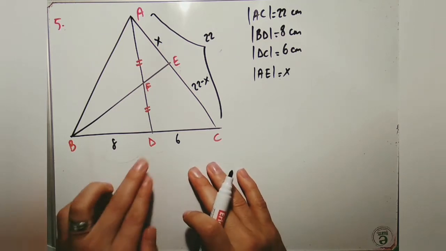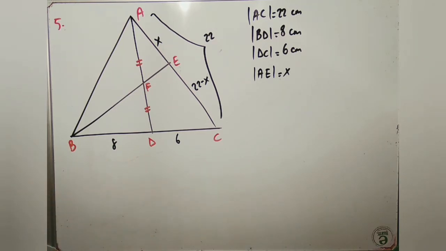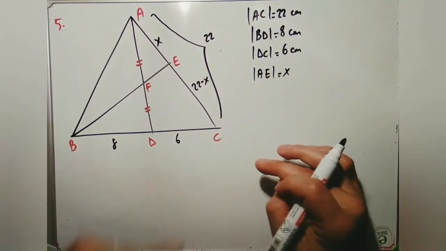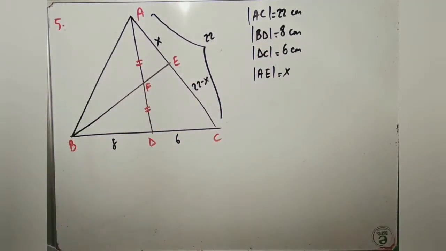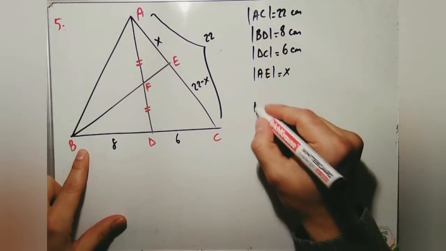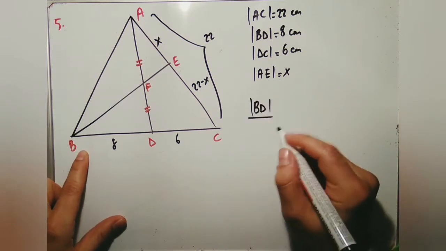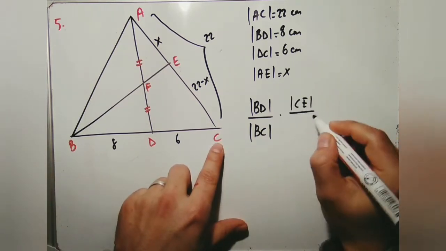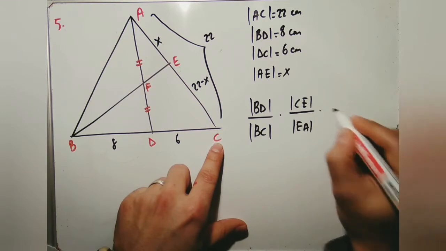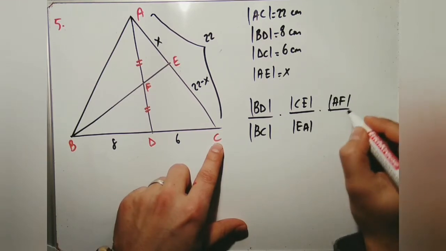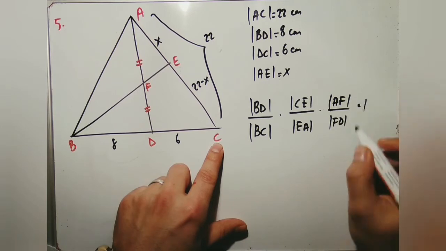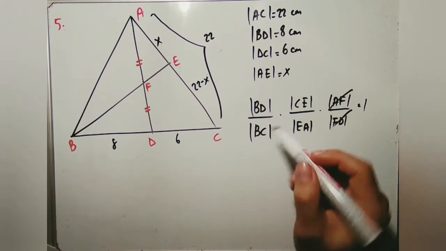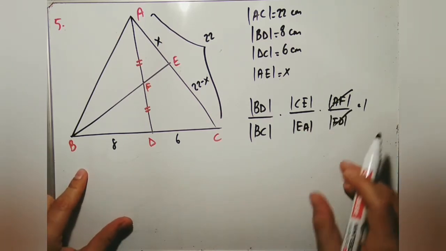Actually, in this question, I'm going to apply Menelaus's theorem because line BE intersects triangle ADC at 2 different points, F and E. Automatically, I write BD over BC times CE over EA times AF over FD is equal to 1. AF and FD are equal, so we can simplify directly. So we will have just BD over BC times CE over EA is equal to 1.